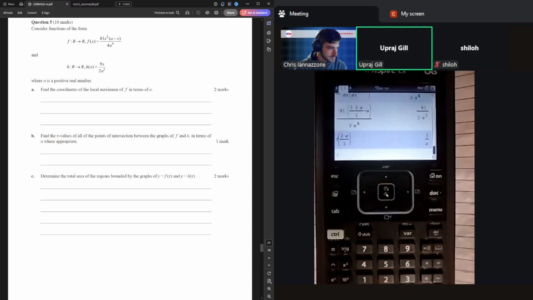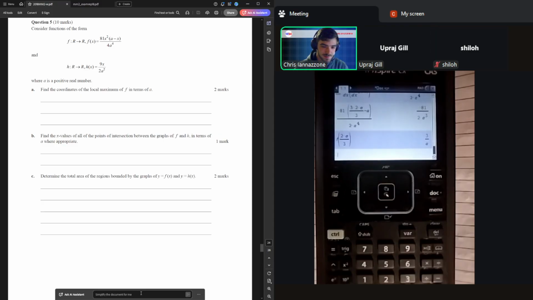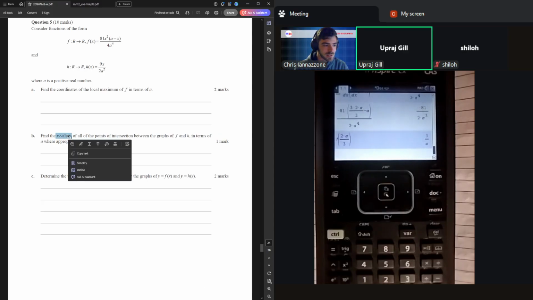Zero, 1 on 3, or 2 on 3. Yes, you've done the right method. Do we have to sub them back into the function for a? Well, no, because you want to only find x values.